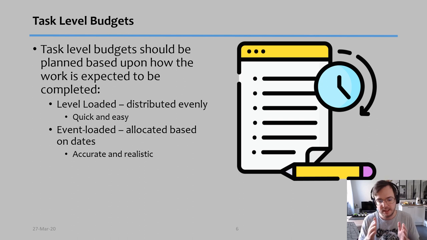If I have a task that goes through multiple months, how do I divide that money? Well, task level budgets should be planned based upon how the work is expected to be completed. And here there are two main different perspectives. One is easier, the other one is better quality.